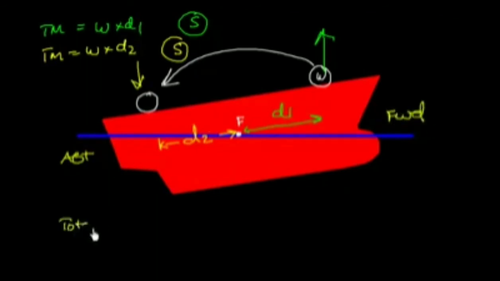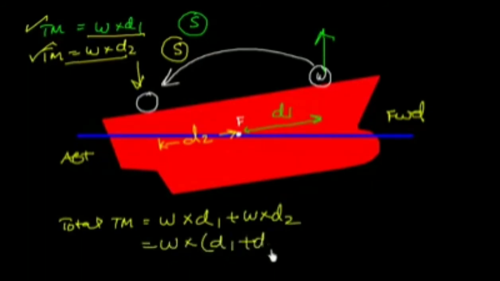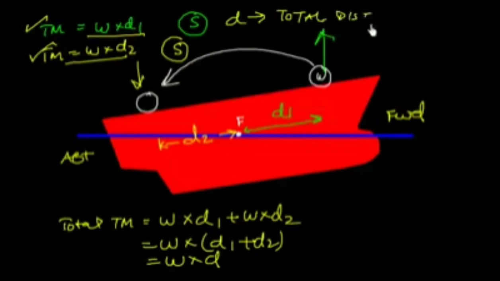Well, the total trimming moment is going to be W times this plus this. Let me add. So I get W into D1 plus W into D2, or simply W into (D1 plus D2), or simply W into D. Well, what is D here? In case of shifting, D is the total distance. Let me write here: D is the total distance shifted.